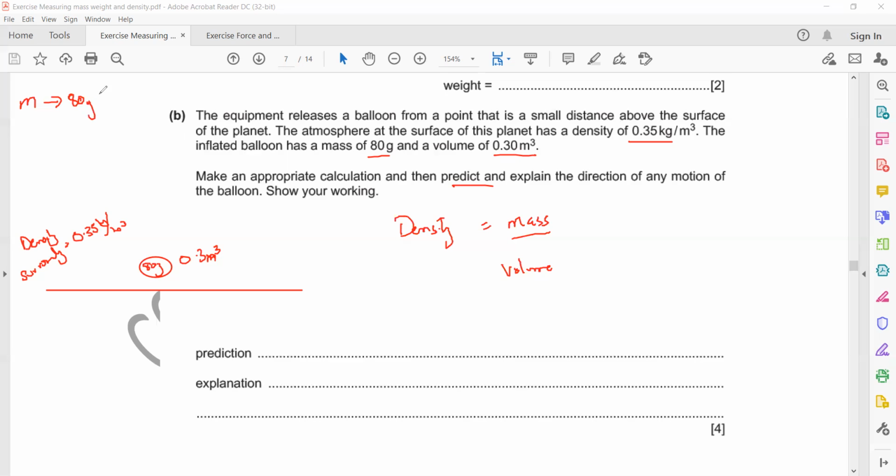So I have to convert into kilogram. When we want to convert gram into kilogram, we divide by 1000. So 80 divided by 1000 comes out as 0.08 kg. And the volume is already given in meter cube, so we don't have to convert. It is written 0.30 meter cube. Now to get the density of the balloon, the mass is 0.08 and the volume is 0.3. So 0.08 divided by 0.3. What's the answer for density in kilogram per meter cube?